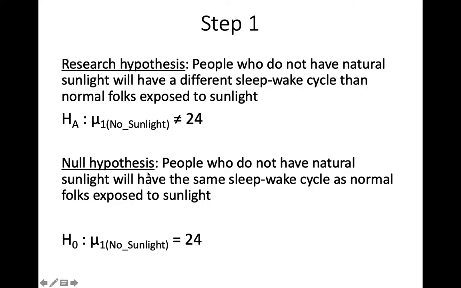Okay, so the null hypothesis is that people who do not have natural sunlight will have the same sleep-wake cycle as normal folks that are exposed to sunlight. So that is, under the null hypothesis, there's no difference, there's no effect. People that don't get the natural sunlight, they'll be the same as everybody else that has this 24-hour cycle. So null hypothesis is that mu is equal to 24, and then under the alternative hypothesis or the research hypothesis, we're making the prediction that not having sunlight will result in a sleep-wake cycle that is somehow different than 24. Okay, so that's how we're setting up our null hypothesis and the alternative hypothesis.